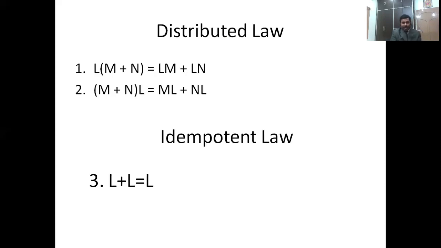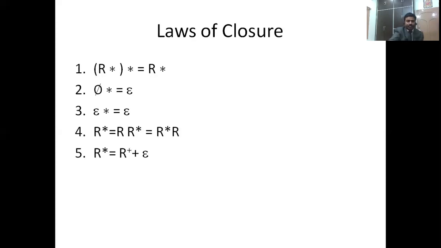All the distributive laws will hold good for regular expressions, like L into (M plus N) is LM plus LN, and the next formula also holds good in regular expressions. Another important law: if we add two identical languages or two identical regular expressions, we get the same regular expression. Now we are witnessing the laws of closure. R star whole star is R star. You take a regular expression, perform a closure operation on it, and perform a closure operation on R star, you get the same R star.